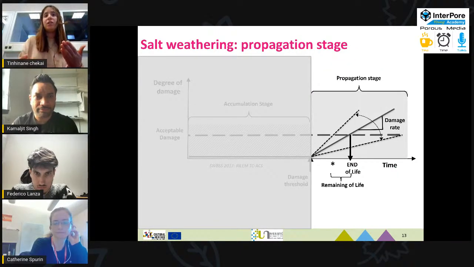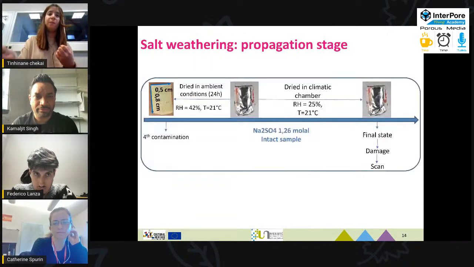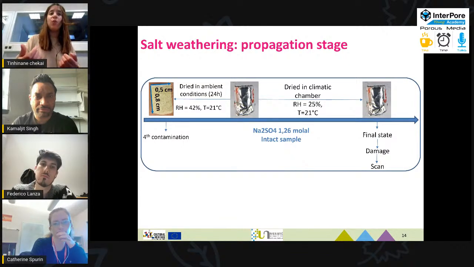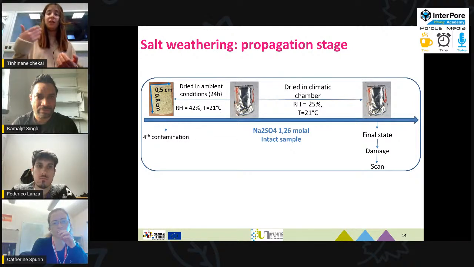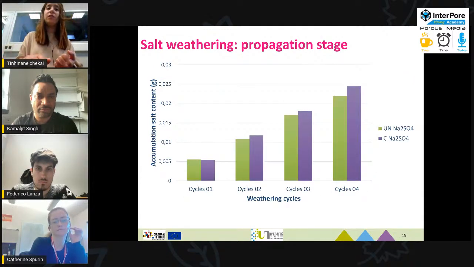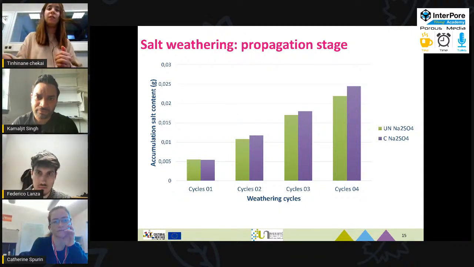After this accumulation stage, we'll have the propagation stage, where we will have the damage. In this one, we have conducted one cycle, but this time we dried it for 24 hours in ambient conditions with 42% relative humidity and 21 degrees Celsius, and then transferred it to the climatic chamber and dried it in the previous conditions. Here again, we have monitored the accumulation of salt by weight, in which we see that there is accumulation.